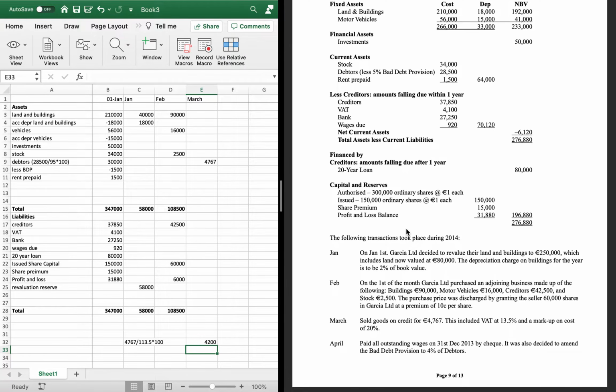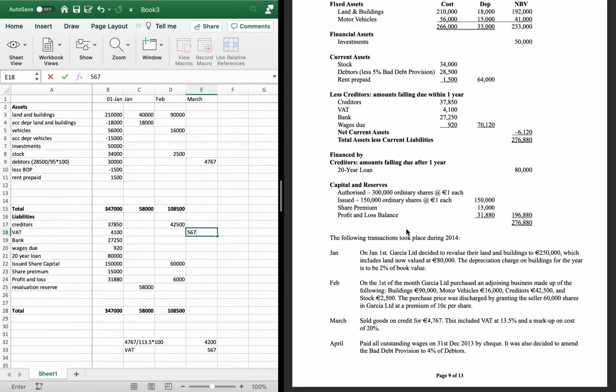That's 4,200. So that 4,200 is the selling price in reality. So we sold the goods for 4,200 plus VAT of 567. So the VAT has to be 567. Okay, so when we sell goods, that person owes us the VAT. So 567 goes up. All right, so our VAT liability is going up by 567 euros.